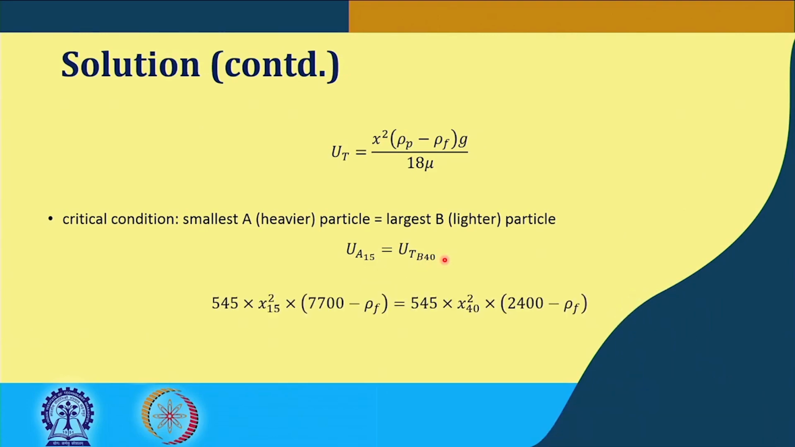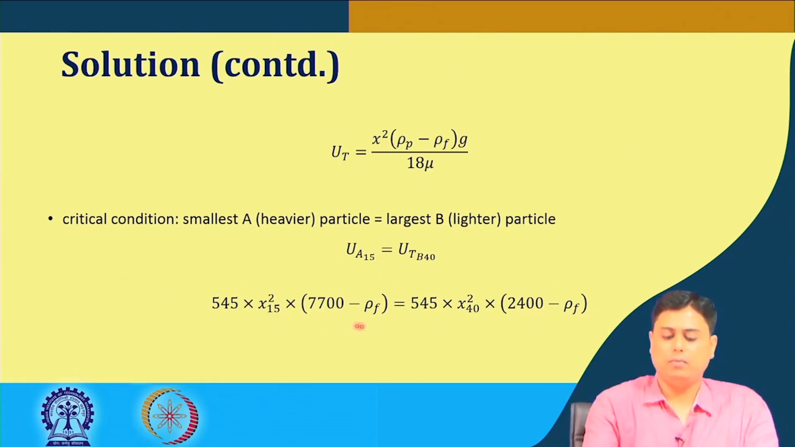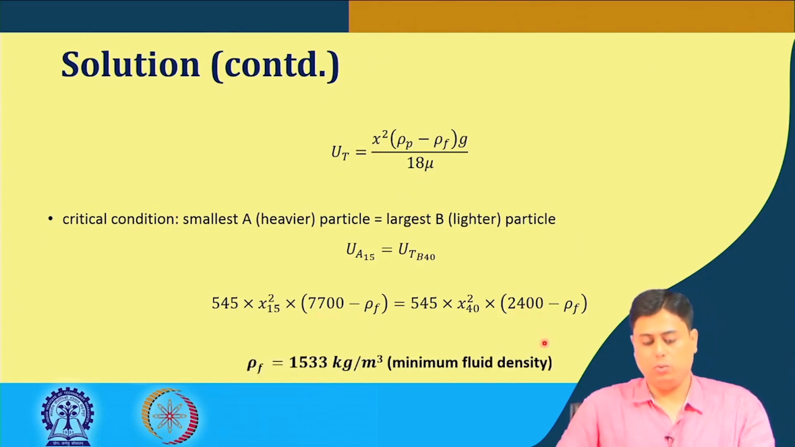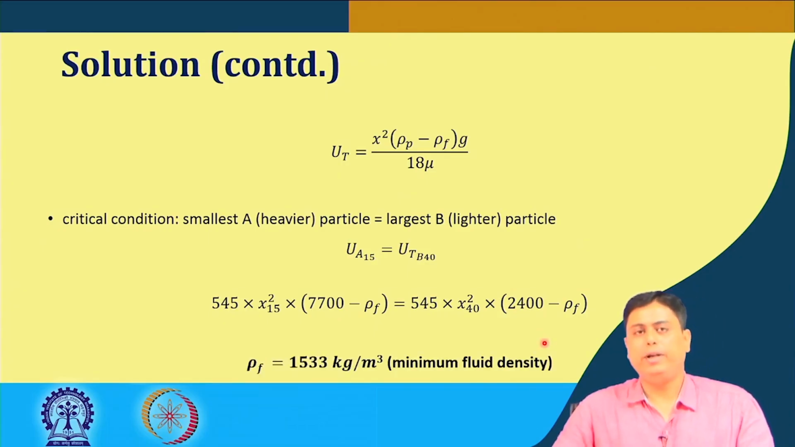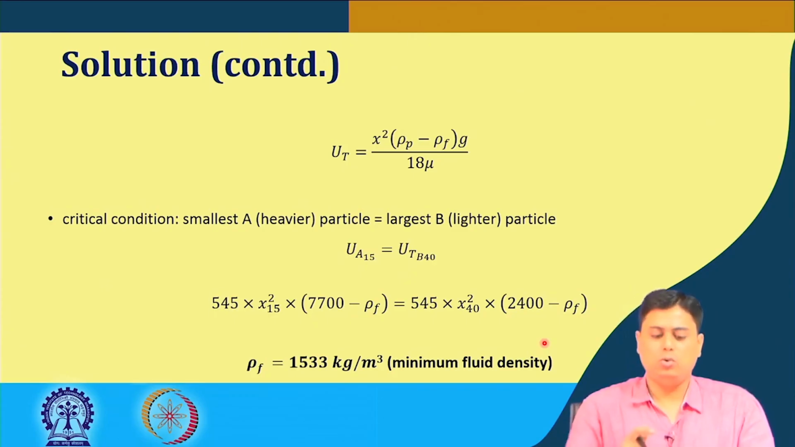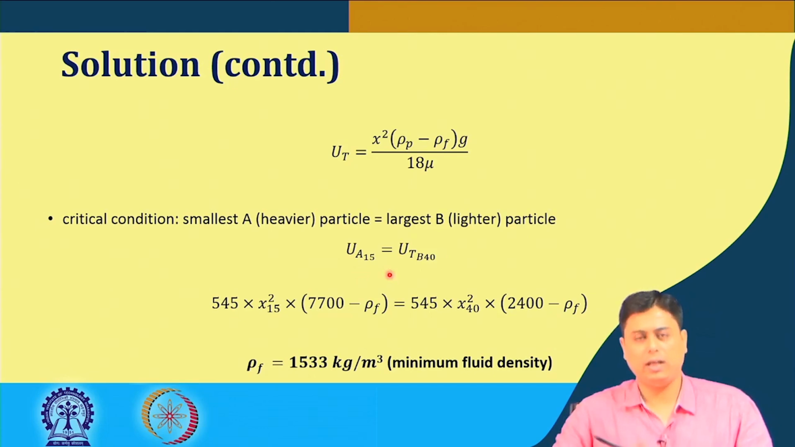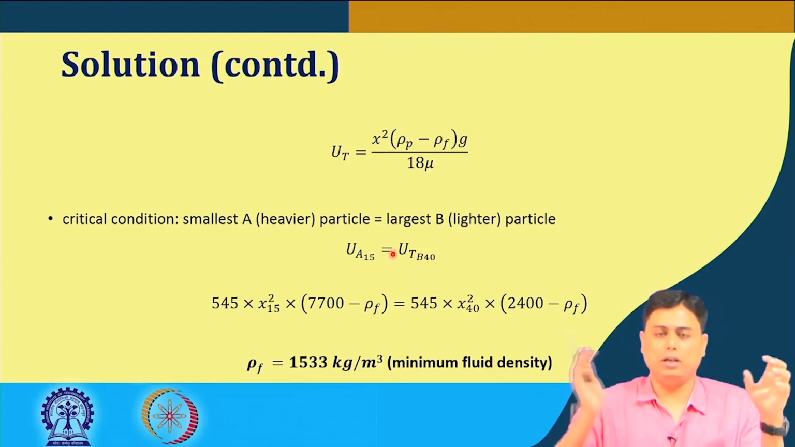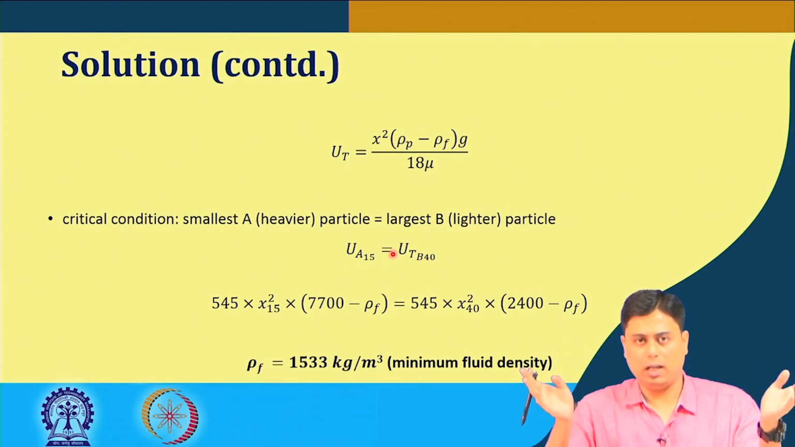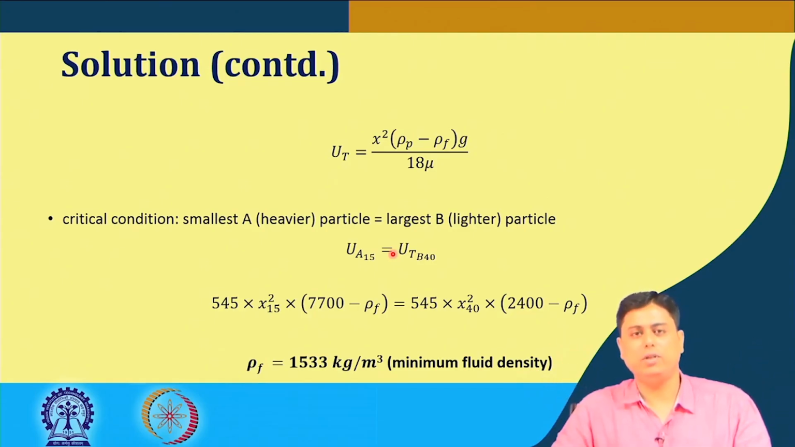If we write these expressions again in this way, this is the 15 micron square and this is the 40 micron square. Here the material B, here the material A, we find out what is rho, and this is the minimum fluid density that is required to have the same terminal velocity of the heavier smallest one and the lighter largest one. We increase that, these two get separated, these two values are different. So we do not have the overlap and we can separate material A and material B completely.